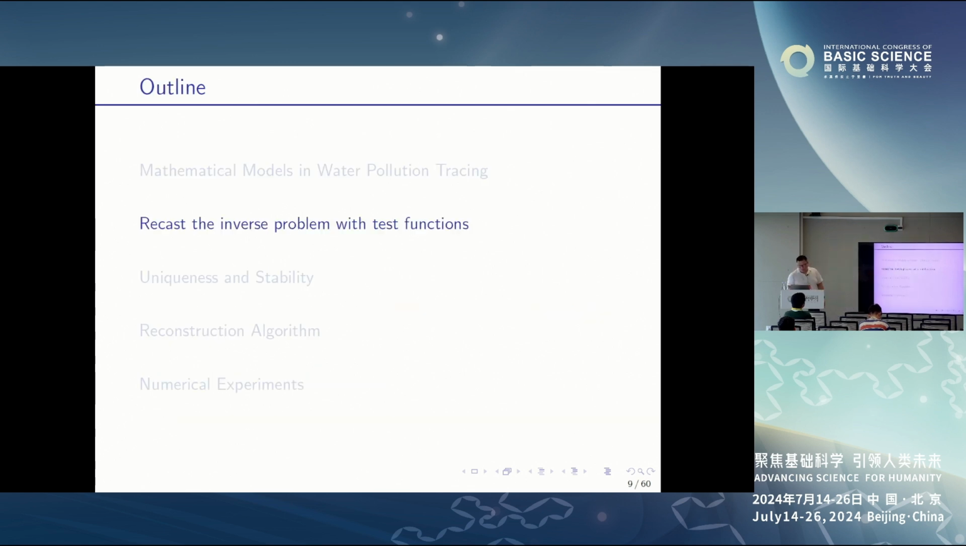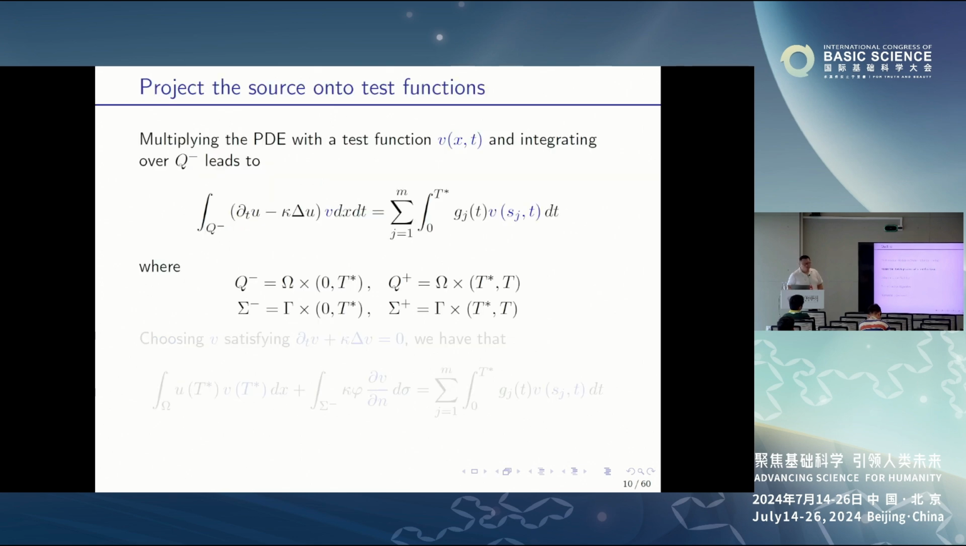Okay. So let's start with recasting the inverse problem using the rational form, using those test functions. So basically we multiply, this is our equation. This is a simple one. We have a simple form that we can make use of. So this is a heat equation. We multiply both sides by this test function v. We're gonna talk about what type of test function we're gonna use. We multiply both sides by this test function v and do integration.